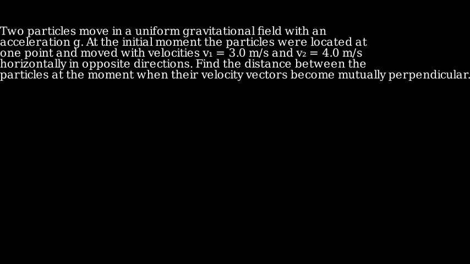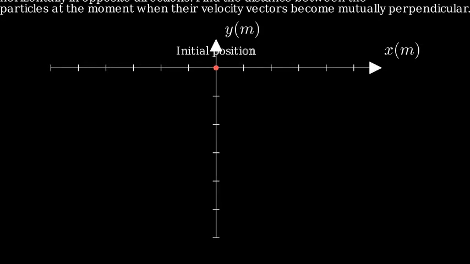Let's solve a physics problem involving two particles moving in a uniform gravitational field. In this problem, we have two particles that start from the same point at time equals 0. They move horizontally in opposite directions, with particle 1 moving to the right at 3.0 meters per second and particle 2 moving to the left at 4.0 meters per second.